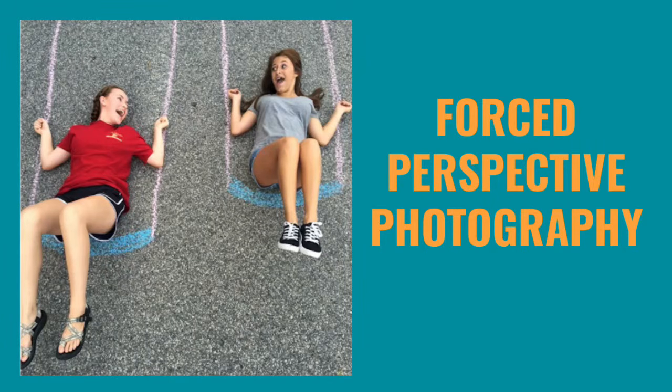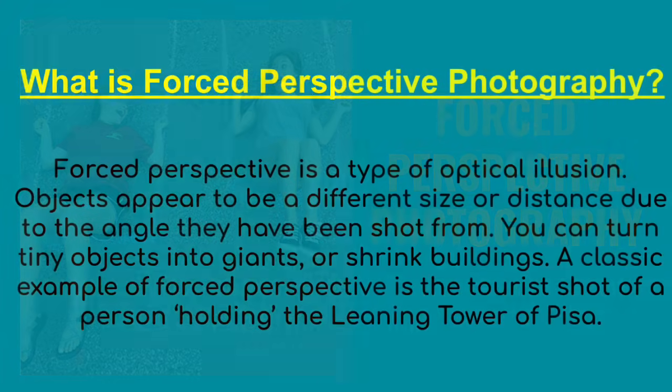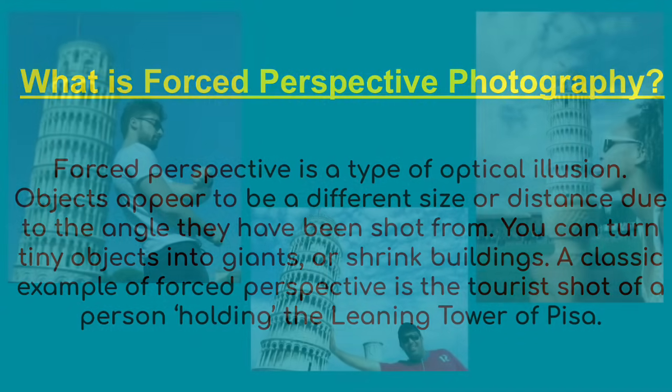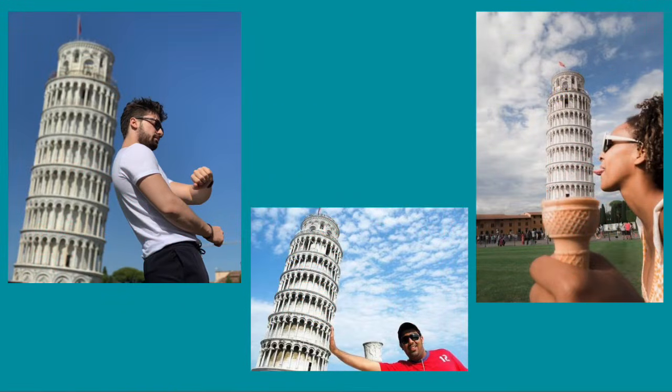Hi guys, today we're going to be talking about a fun concept called forced perspective photography. Forced perspective photography is a type of optical illusion. Objects appear to be a different size or distance due to the angle that they've been shot from. You can turn tiny objects into giants or shrink buildings. A classic example of forced perspective is a tourist shot of a person holding the Leaning Tower of Pisa.